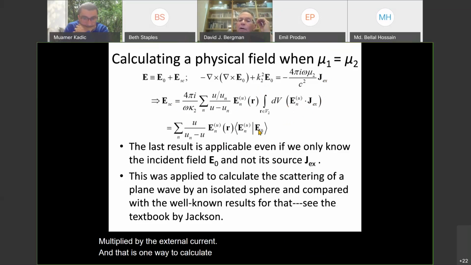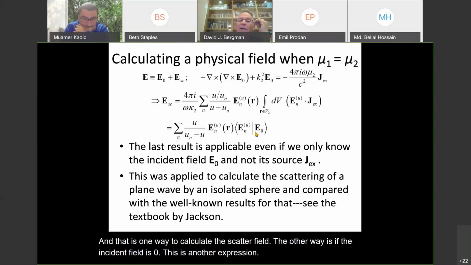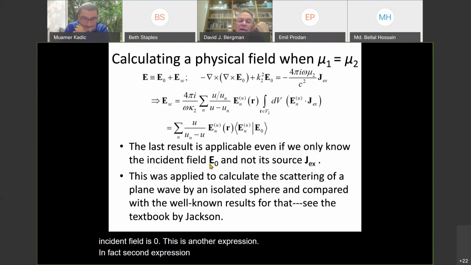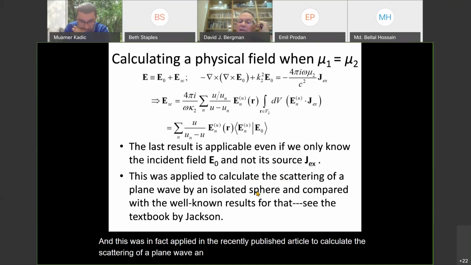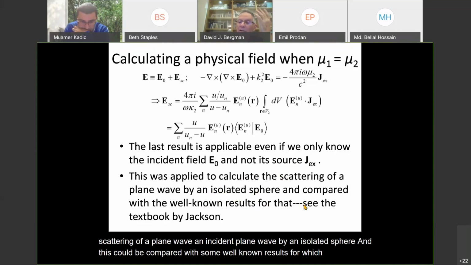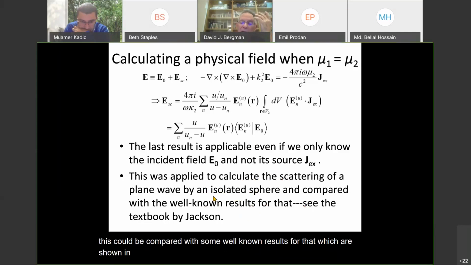The other way is if you know the incident field is zero, this is another expression. In fact, the second expression is applicable even if we only know the incident field and not its source. This was applied in a recently published article to calculate the scattering of an incident plane wave by an isolated sphere. This can be compared with some well-known results for that, which are shown and derived in the textbook by Jackson.